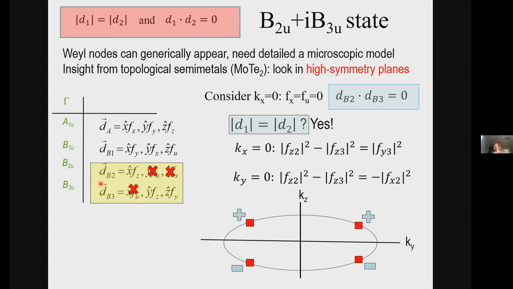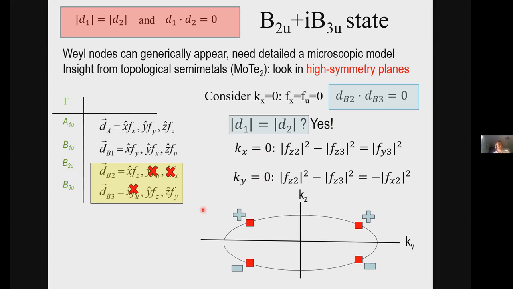And you can see right away that dB2u and dB3u are orthogonal. This is along the x direction, this is along the y hat and z direction. And so I've automatically satisfied one of these two constraints. The second constraint is, can we ensure that the magnitude of D1 equals D2? And I found in the past when I try to explain this in a talk, it doesn't go over very well. So I'm just going to skip to the answer. I'm just going to say the answer is yes. And the answer happens in either the kx equals 0 or the ky equals 0 planes, but not in both planes at the same time.